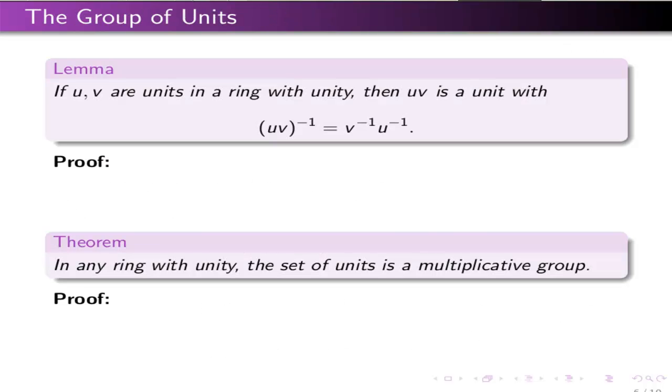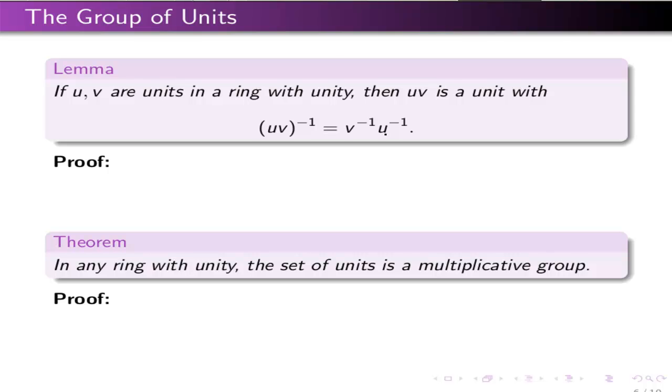Okay, next let's look at the group of units. If U and V are units in a ring with unity, then I claim the product is again a unit, and the inverse of the product UV is just the product of the inverses in the reverse order. Notice I've stated the lemma in a general ring, not assuming it's commutative, and so I need to reverse the order. This is a familiar result from matrix theory.